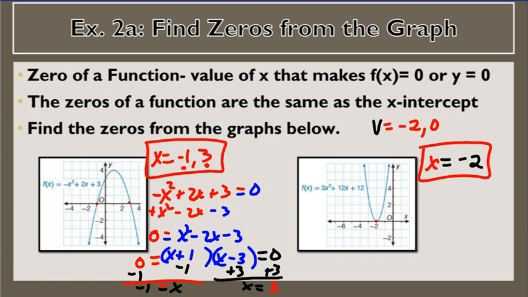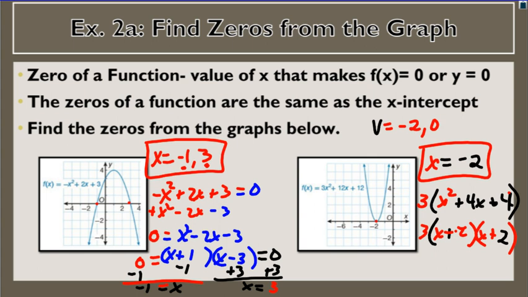Again, you could easily factor that. That has a greatest common factor, so I can factor out a 3. That would leave us with x² plus 4x plus 4. And if I factor that, I end up with x plus 2 times x plus 2.